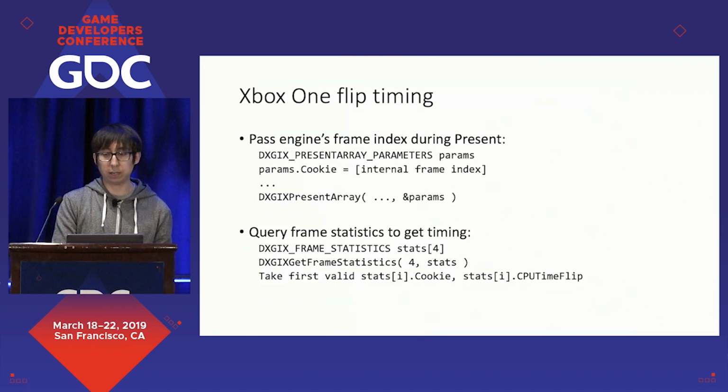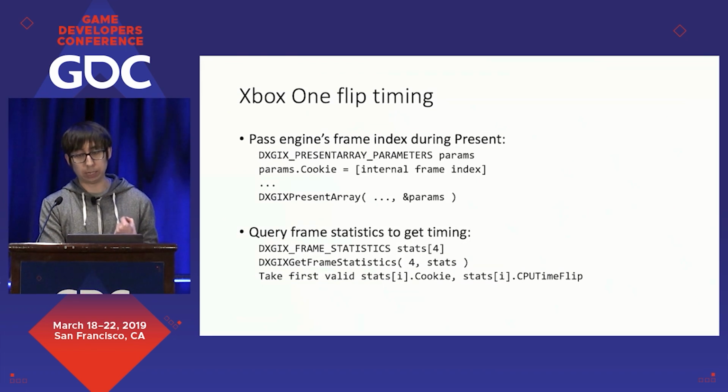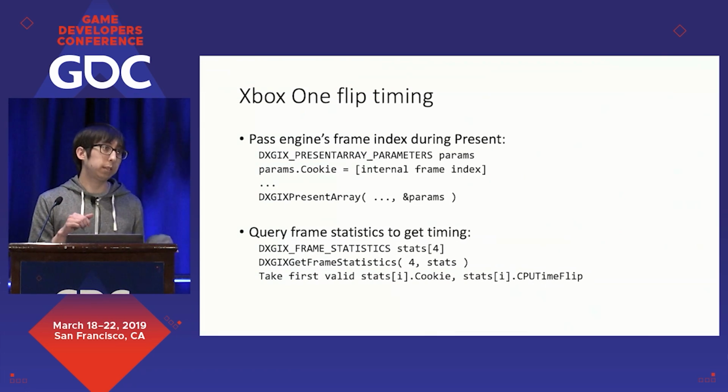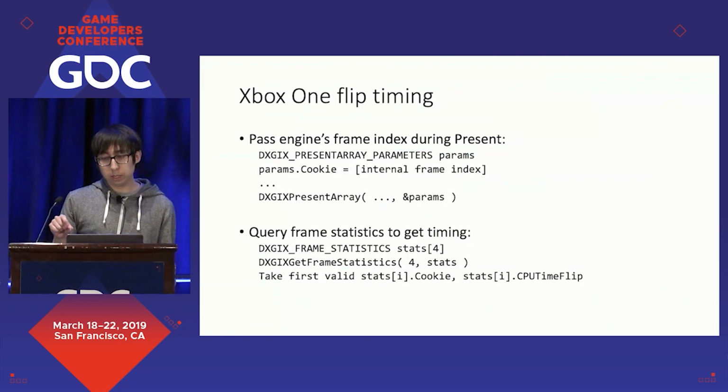On Xbox, you can also use the dedicated thread, but Microsoft also provides us with a convenient helper function for getting a bunch of frame timings. You pass the engine's internal frame index to present as the cookie parameter, and then you call DXGIGetFrameStatistics, and that returns an array of structs that includes v-blank, flip, and qflip timings. All those timestamps are in both CPU ticks and GPU ticks, which is really convenient. Also, each of these structs includes a cookie field that you can use to line up internal engine frames with those statistic structs.